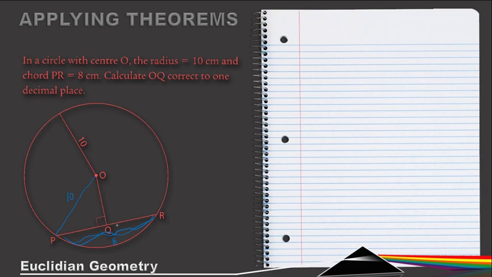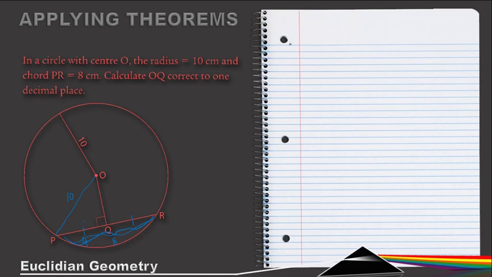And then we know that this line from the center of the circle cuts this chord at 90 degrees. So that means that PQ and QR, or PR, will be bisected by that line. And then since we know that this is half, we can see that this then will be 4. And if we know this is 4, we can use Pythagoras to find OQ.